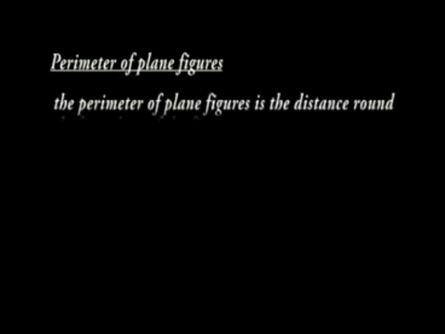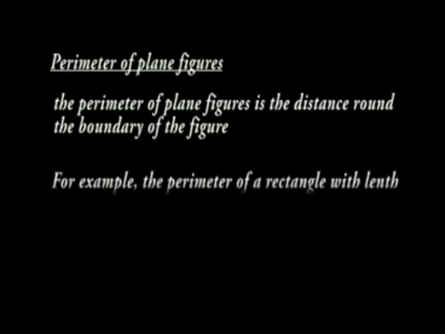Perimeter of plane figures. The perimeter of plane figures is the distance around the boundary of the figure. For example, the perimeter of a rectangle with length L and width B is 2L plus 2B.